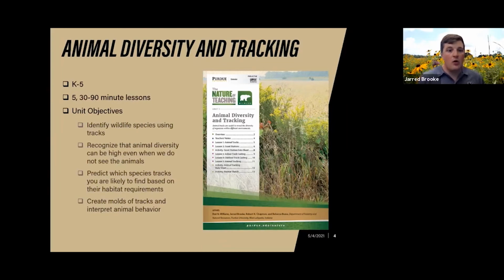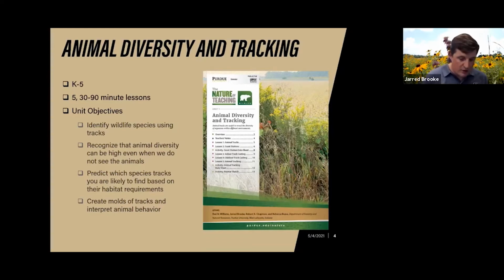This unit as a whole covers grade levels from K to 5. It has 5 different lessons that range in time anywhere between 30 and 90 minutes, depending on which lesson you use. Some lessons may actually require more than one day to complete. You may have to come back the next day and visit, especially lesson 2, scent stations.